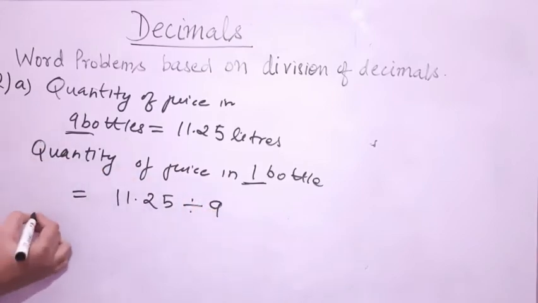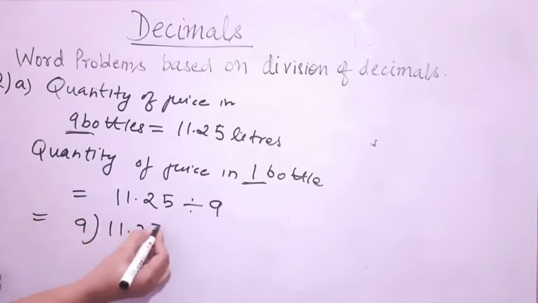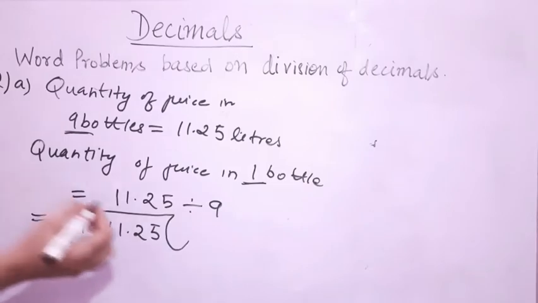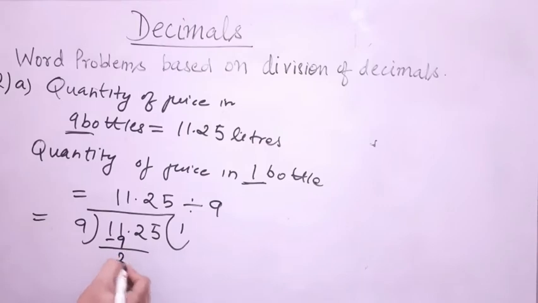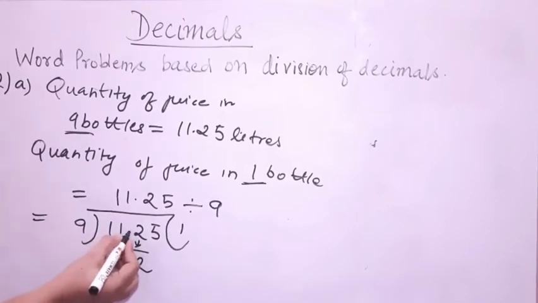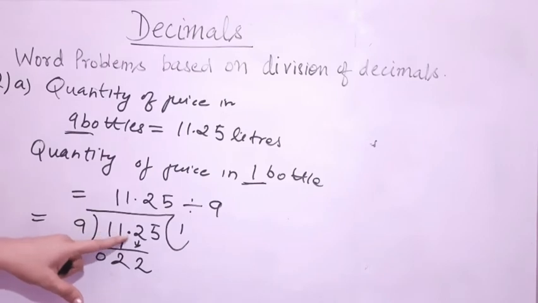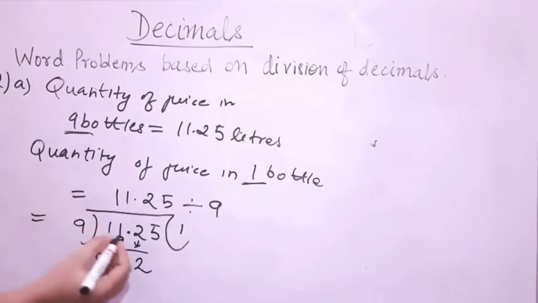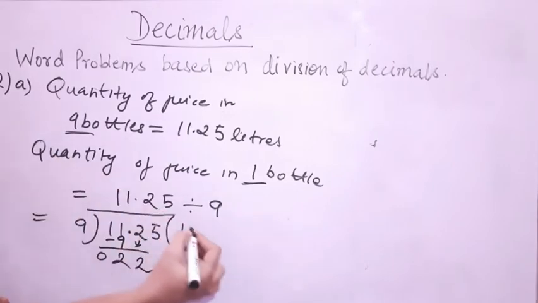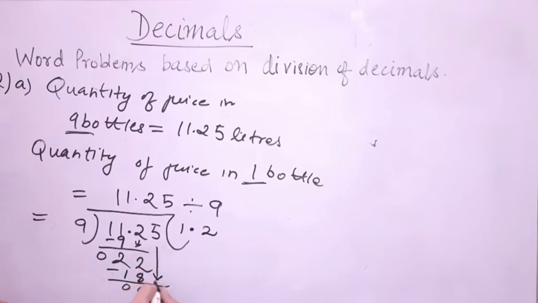So 11.25 will be divided by 9. I have already explained to you how to divide decimal numbers by whole numbers. So 9 ones are 9. 2 remainder is left. Then again 2 will be dropped down. Now one more thing you have to check. After 11 there is a decimal point, right? As you can all see, after 11 there is a decimal point. So in the quotient part you also have to place a decimal point before solving this part. Now 22 can be solved. 9 twos are 18. Now 22 minus 18 is 4. Again 5 will be dropped down.